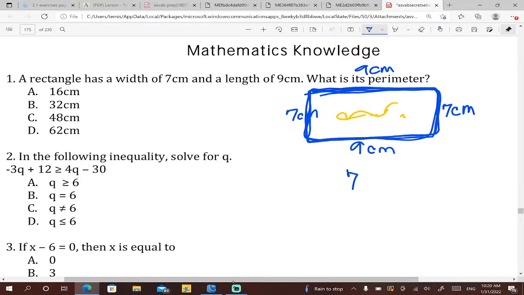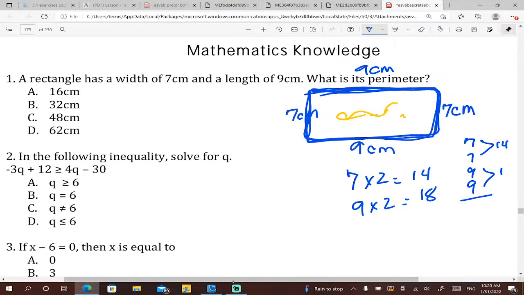So that's 7 times 2, which is 14, and 9 times 2, which is 18, or you could have said 7 plus 7 plus 9 plus 9, which would have been still 14 and 18, which would make 32. And we see that that's answer choice B.